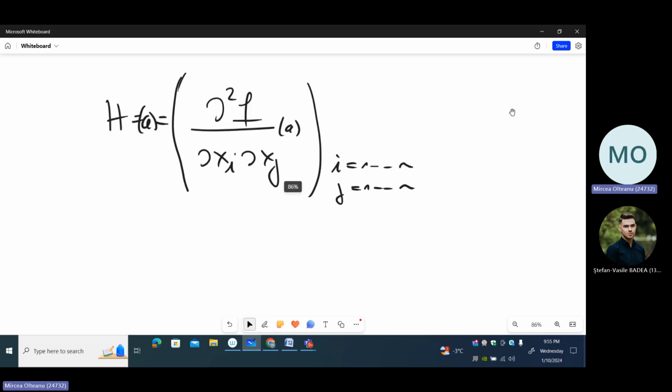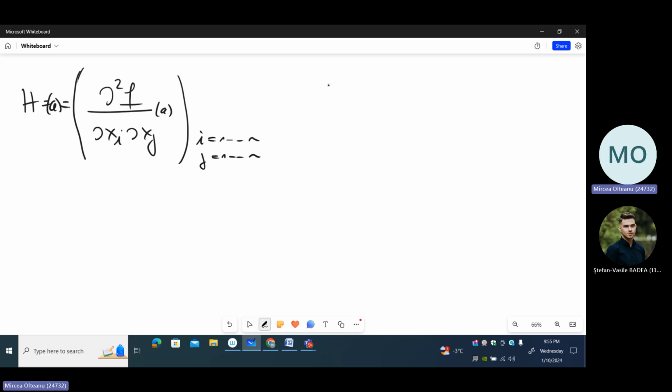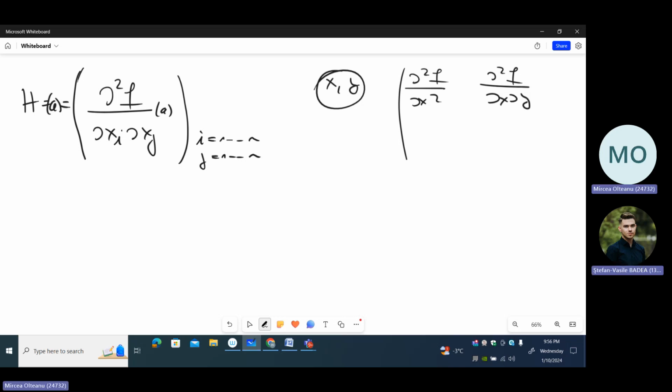Now let's apply it. It's the order of the variables. If, for instance, we have two variables, x and y, then x1 is x, x2 is y. So the Hessian matrix will be like this. There is only one choice. You cannot take it wrong.